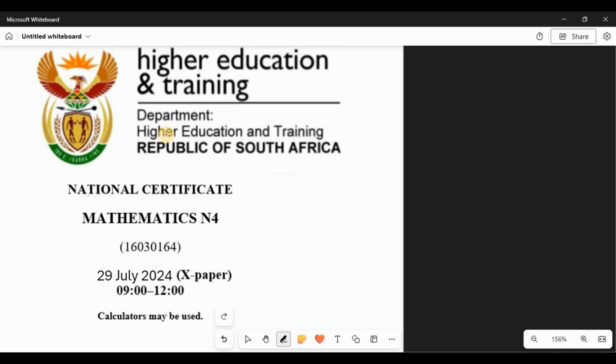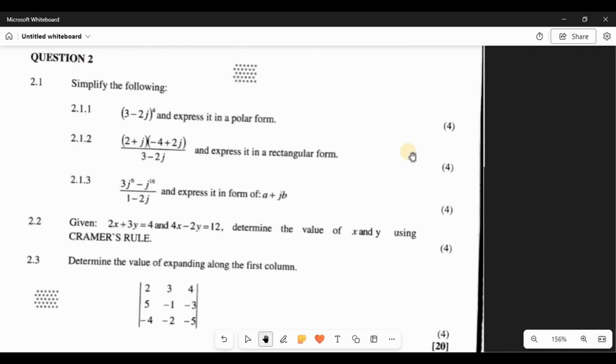Alright guys, let's look at question 2 and see what it has for us. As you can see, question 2 has complex numbers and determinants. So let's look at the entire question 2. It has 2.1, where they want us to simplify the following, with 3 of them under 2.1, and 2.2, which is a determinant, and 2.3, which is also a determinant.